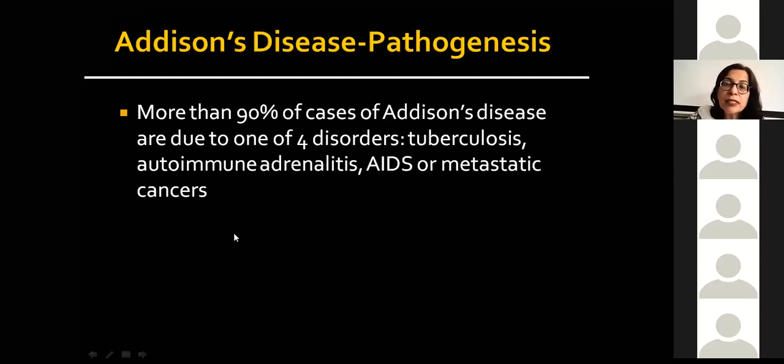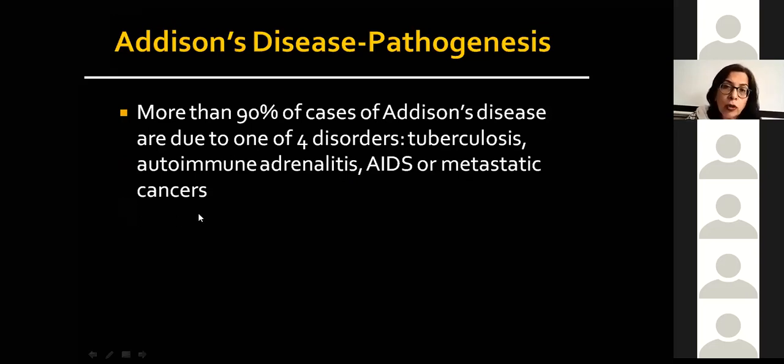More than 95% of cases of Addison's disease are due to one of four disorders. There are four main disorders which account for most of the cases of Addison's disease. They are tuberculosis, autoimmune adrenalitis, AIDS, or metastatic cancers.